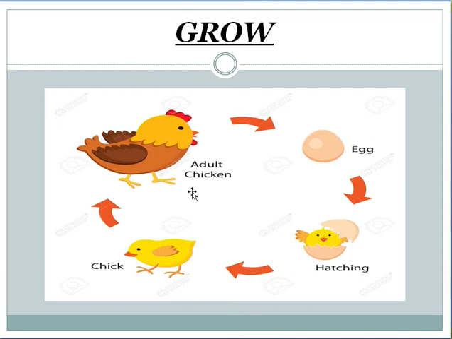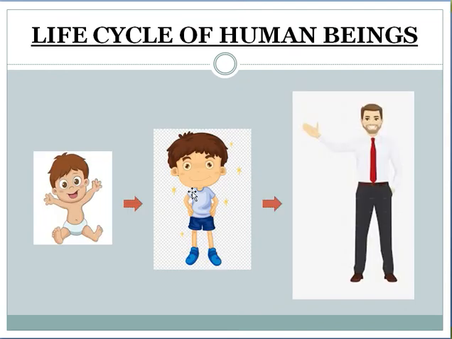Okay students, now we will move on to life cycle of living things. First one is life cycle of human beings. Students, you were born as a baby and then you develop into a child. And then you develop into an adult. You can see in your picture: baby, child, adult.